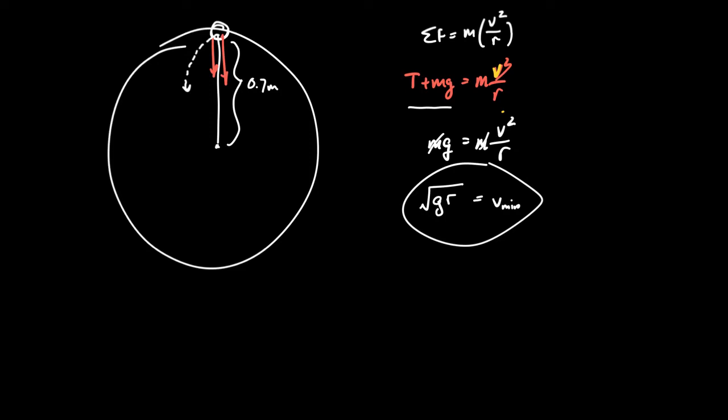Now you could figure this out, right? Put 0.7 and 10 in there. So the answer is square root of 7, something between 2 and 3, if you want a numerical answer.